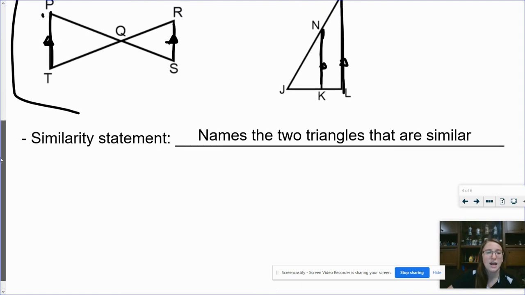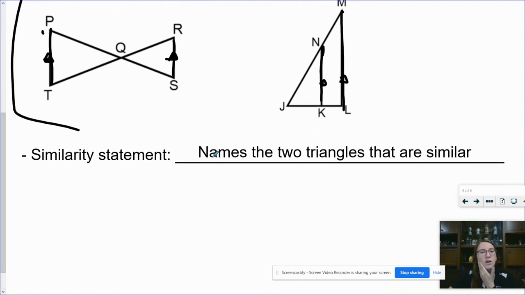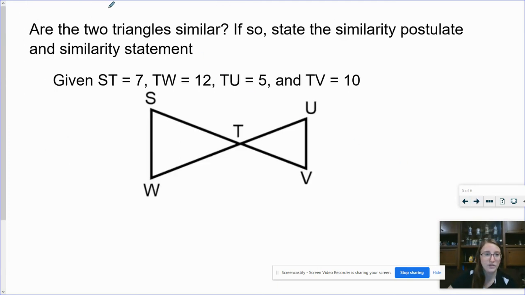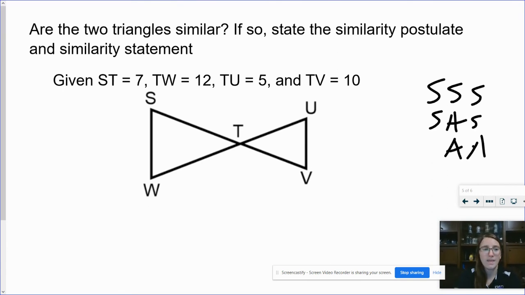So super important thing to write down because that's going to make your life a lot easier on your homework, on your test. Now, a similarity statement, I've said this before in the last video, but we never really wrote it down. A similarity statement names the 2 triangles that are similar. So it might say something like triangle PQT is similar to SQR. So let's go ahead and try this. Are the 2 triangles similar? If so, state the similarity postulate, which is either SSS, SAS, or angle, angle, and then write the similarity statement, which again would be us naming the 2 triangles.